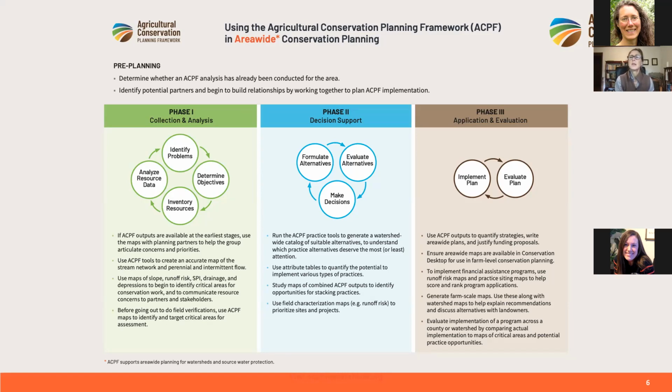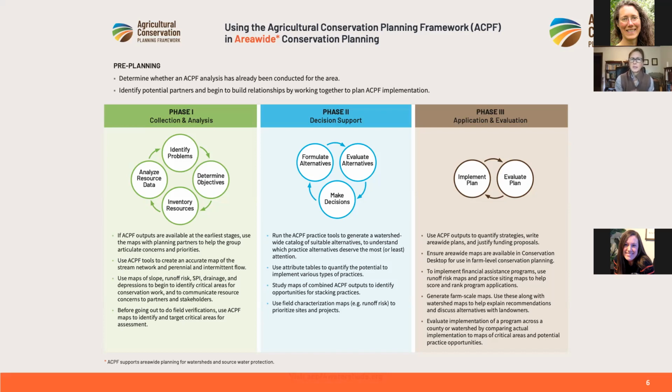So even before you see those pre-planning bullets up above, even before you're going into the NRCS 9-step conservation planning process, you're going to want to determine whether any ACPF analysis has already been done for the area that you're intending to work. And then, as we've talked about, identifying potential partners and beginning to build relationships ahead of time so you can determine and agree upon how the ACPF might help as a tool, might help accomplish your shared goals. And we're going to talk quite a bit more about this during the session today.